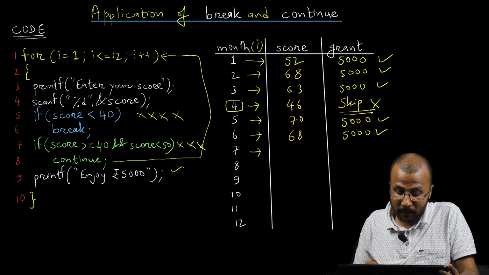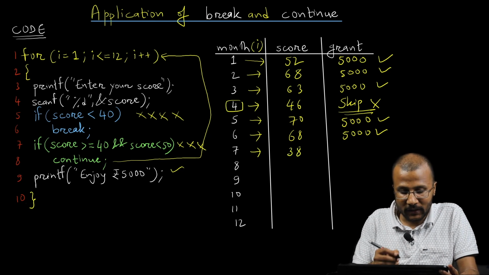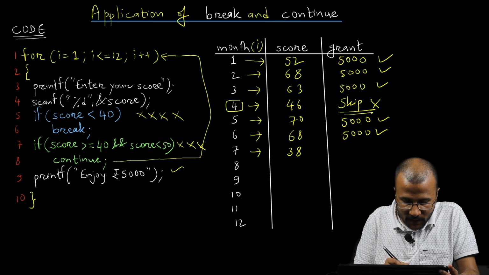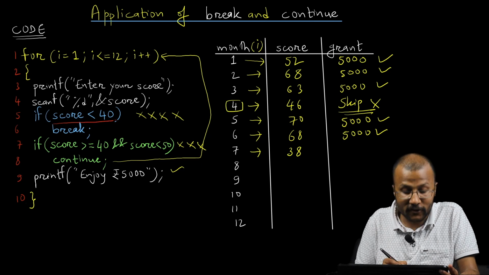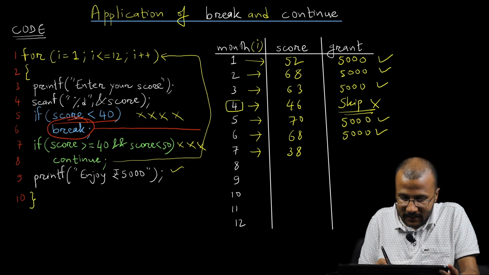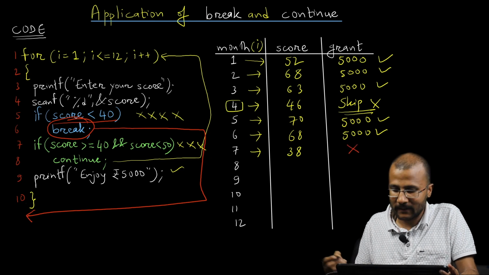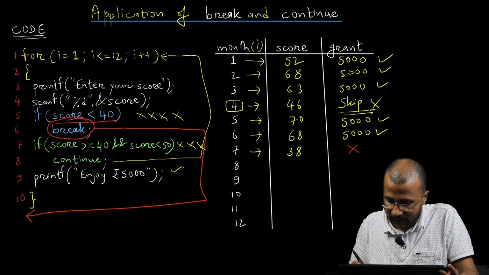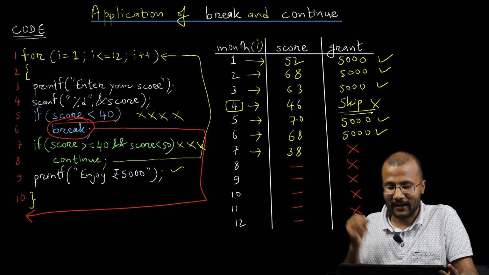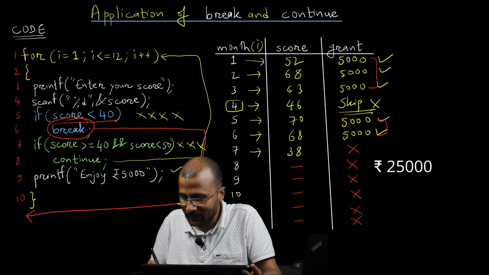In the 7th month, somehow you scored 38. So the score is 38, and 38 is less than 40 is true. That means you will encounter the break statement. This break will take you directly out of the loop, and then you will not receive the grant in the 7th month. Even in the 8th month, whatever score you may have in the 8th, 9th, 10th, 11th and 12th month, you will not get the grant. So you will receive a total of 15 plus 10, 25,000 rupees as a grant.